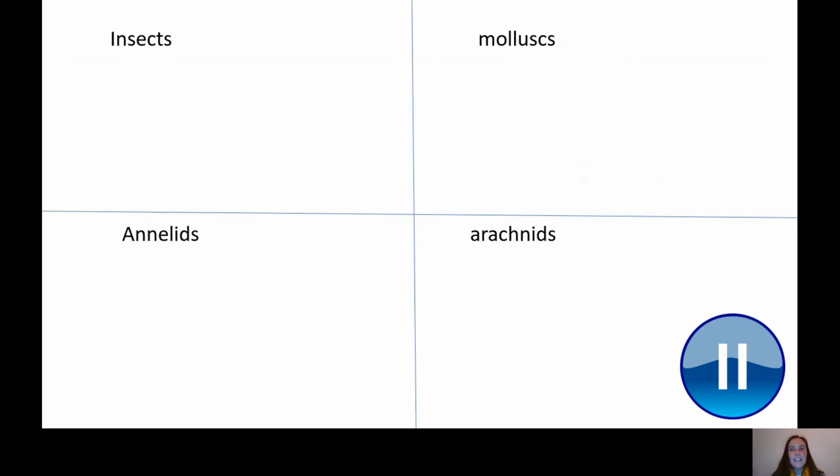So what I would like you to do is I would like you in a minute to get a piece of paper and to divide it into 4 bits. And then I would like you to label it with the 4 labels that you see on the screen of the 4 different types of invertebrates that we have looked at so far. So we've got insects, mollusks, annelids, and arachnids. So pause the video now, get your piece of paper and set it up in a similar way to I have done on the screen.